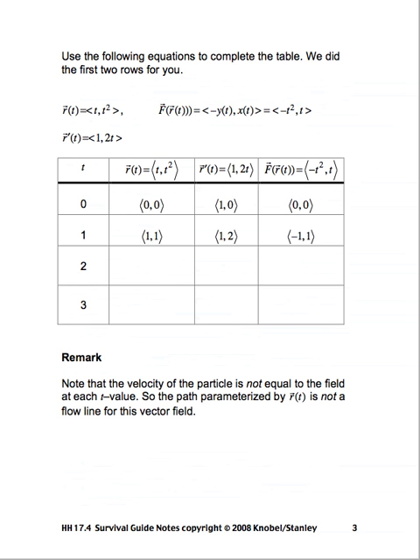Okay, so we have a table here. To speed up the computations, we did some of the work for you. So here's r in the first column, and then here's r prime. These are our velocity vectors for our path.